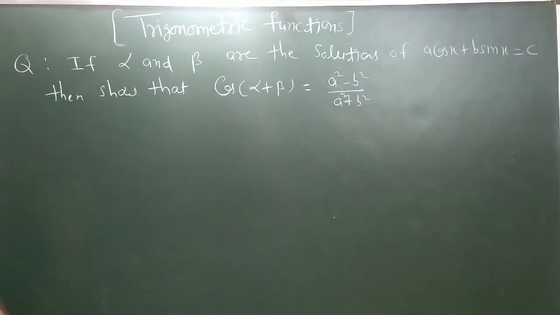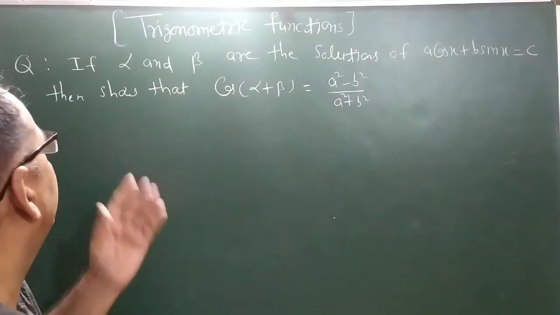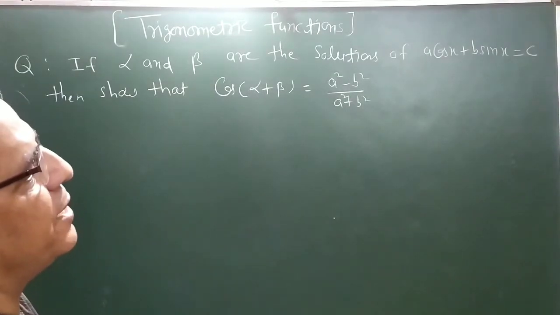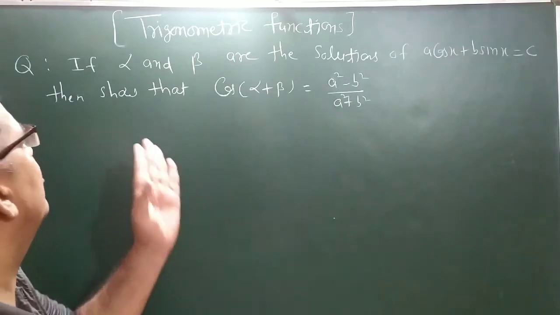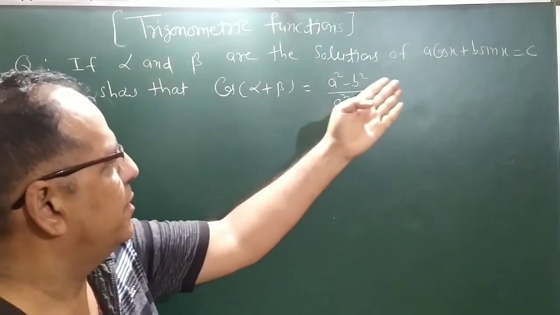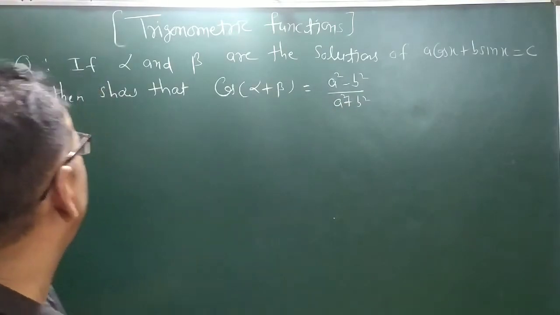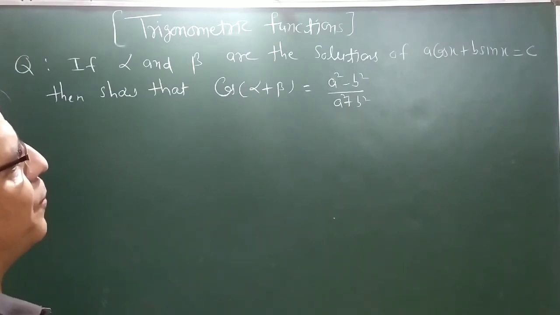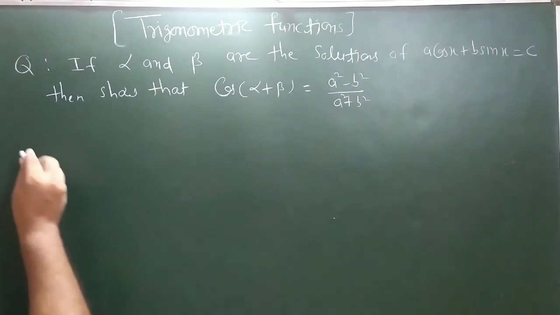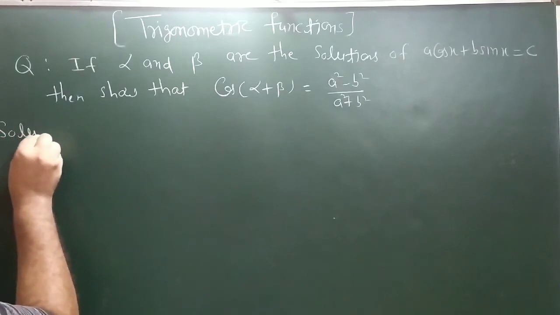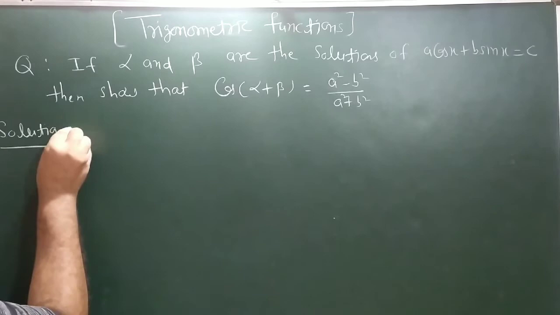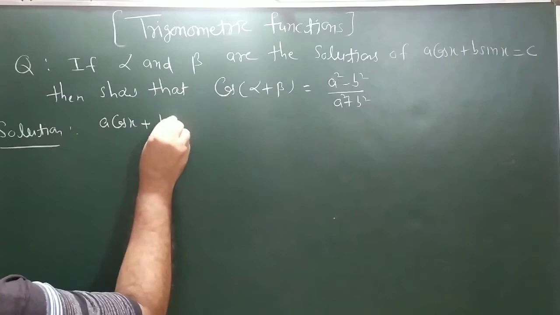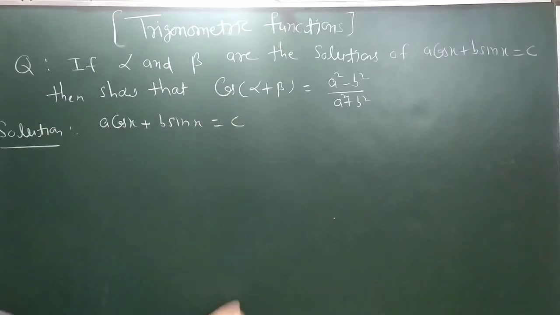Now this is one important question from NCERT example. If alpha and beta are the solutions of a cos x plus b sin x equal to c, or in other words we can also say alpha and beta are the roots of the equation a cos x plus b sin x equal to c, then show that cos alpha plus beta equal to a square minus b square upon a square plus b square. So now the given equation is a cos x plus b sin x equal to c.